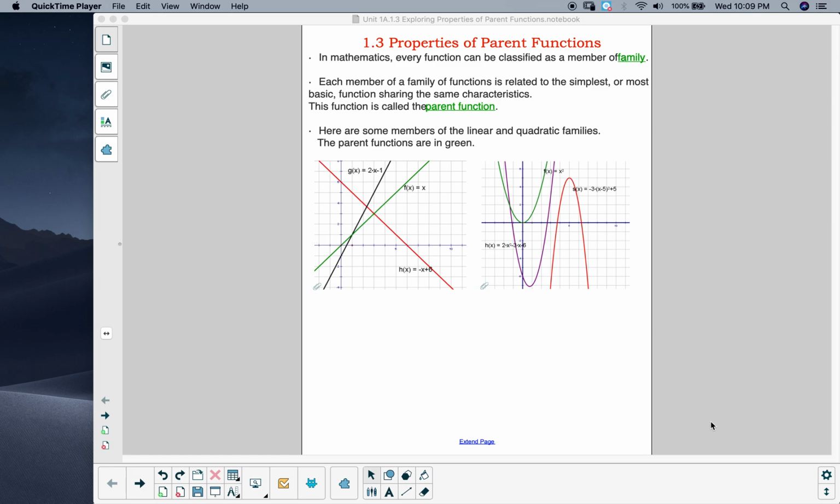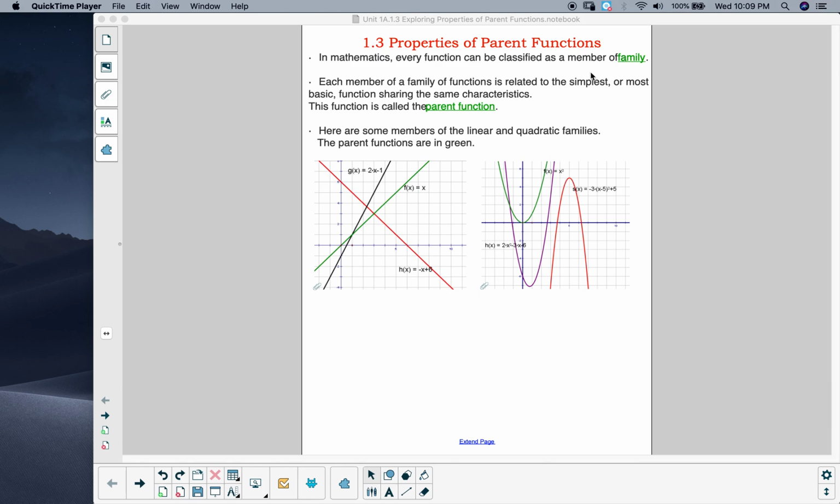So we're going to look at lesson 1.3 and we're going to look at properties of parent functions. There are different kinds of functions, and the basic function for every type of function is called a parent function, and every function belongs to a certain family of functions. So every function can be called a member of each family of functions.